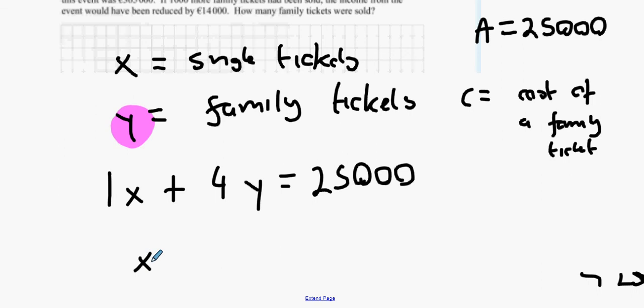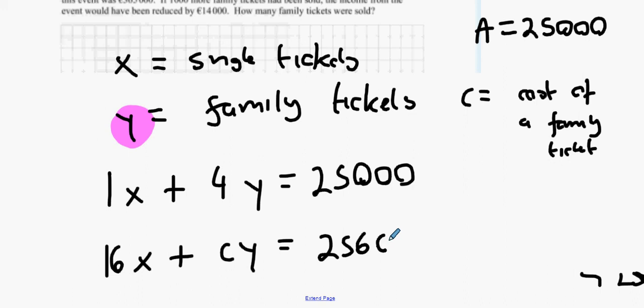Okay, let's do this again. X gets multiplied by what for money? Would you agree with 16x? 16 euro multiplied by the number of single tickets sold gives you the revenue from the single tickets. Would everybody be happy with CY? What's CY? The cost of the family tickets multiplied by the amount of family tickets. And that equals 256,000 euro. Okay?